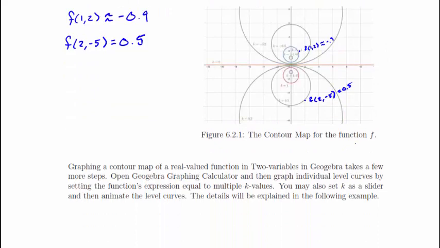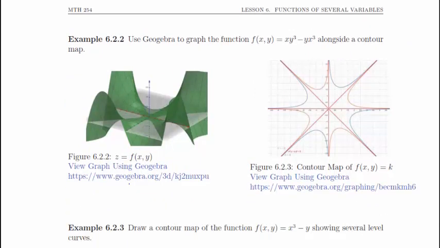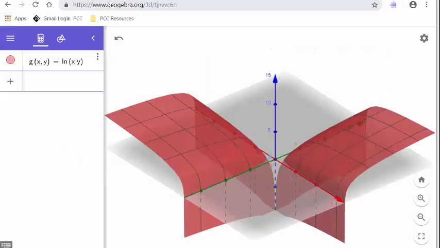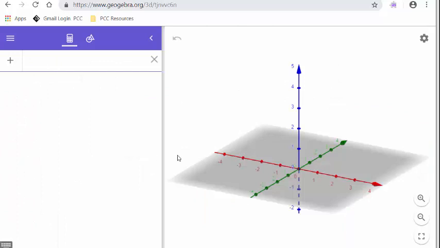So I've got a few quick directions for how we're going to do this in GeoGebra, which I'm going to go through in a lot more detail as we actually do the example here, example 6.2.2. So let's start by opening up GeoGebra. I still have this open. I'm just going to start a new graph here. And in doing this, I'm just going to start by getting the 3D graph going. We'll just look at that.